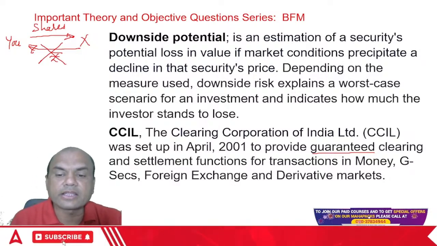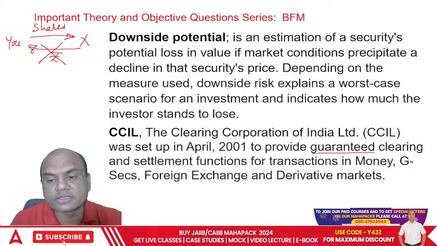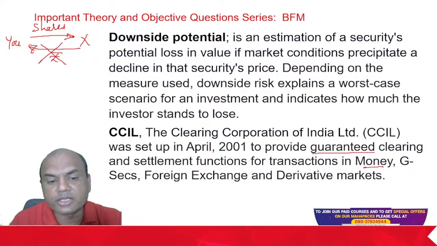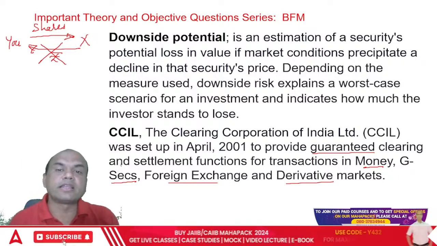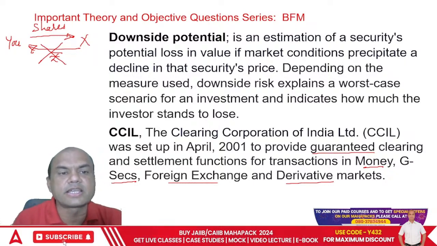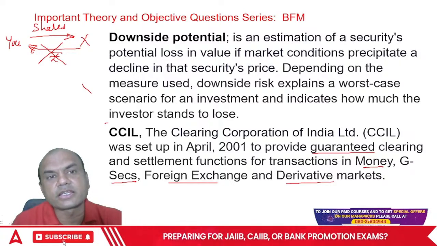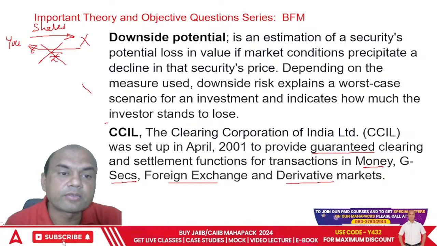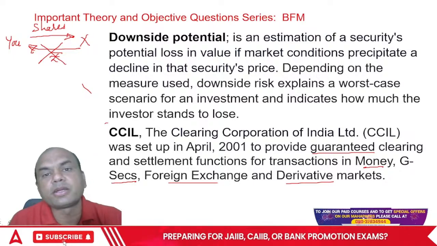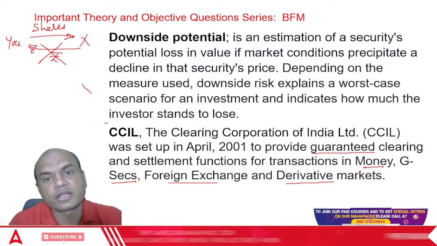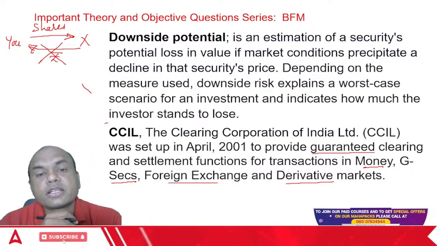So CCIL guarantees this part. It provides guaranteed clearing and settlement functions for transactions in money, government securities, forex, and derivatives markets. Tell me one more thing. This shares example which I gave you, does CCIL take care of the settlement risk of the shares? No. Then who takes care of the settlement risk of the shares which you buy and sell? Type fast in the comment section.